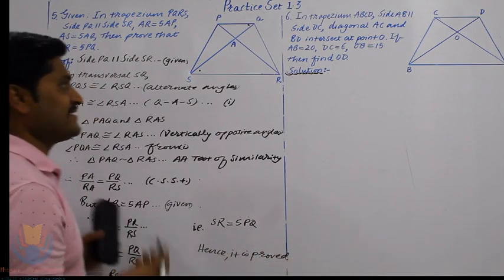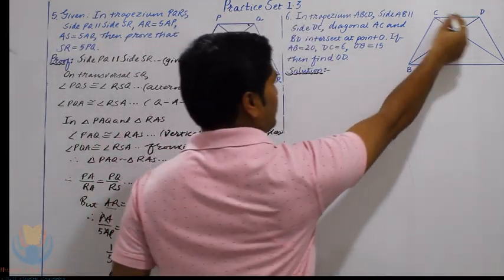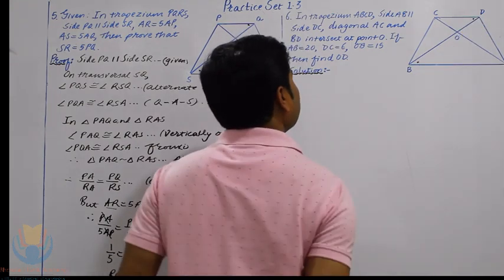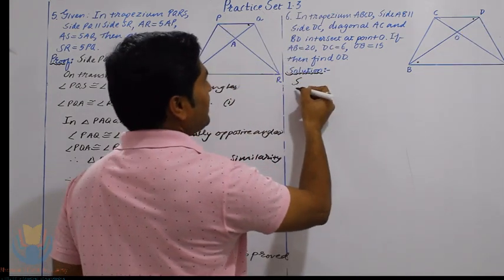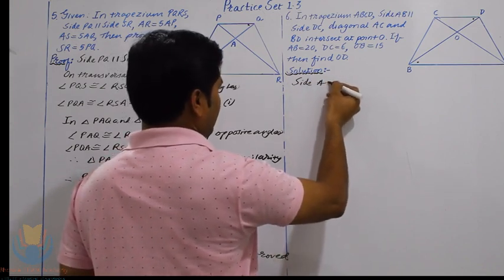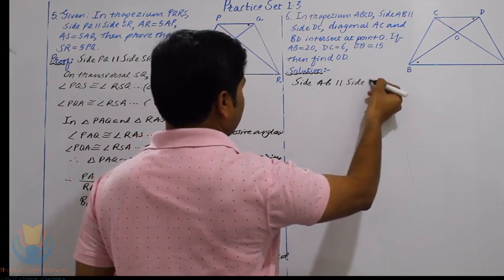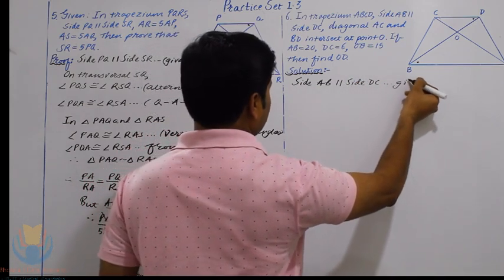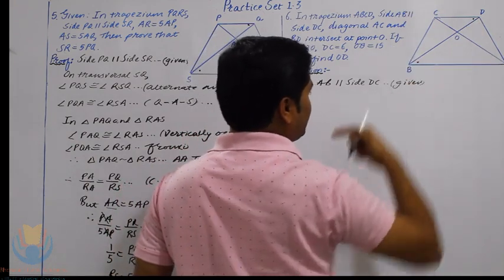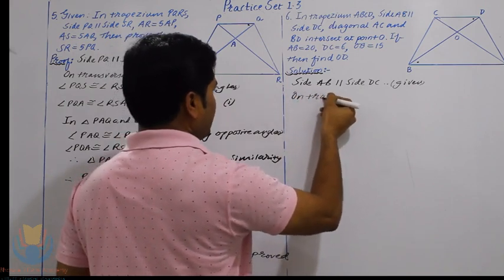So let's continue with the 6th example. Again it is similar to this 5th one. So here also first we will take the pair of alternate angles. For that we have to write this side AB is parallel to this side DC. So this is given. Again we can take this diagonal as transversal, this BD as transversal. So let's take BD as transversal.